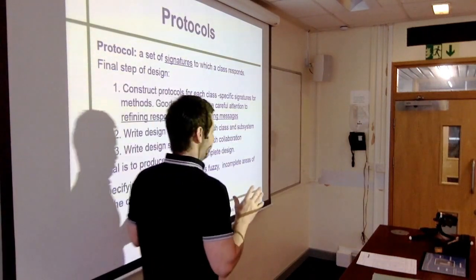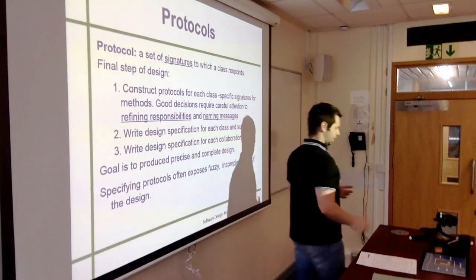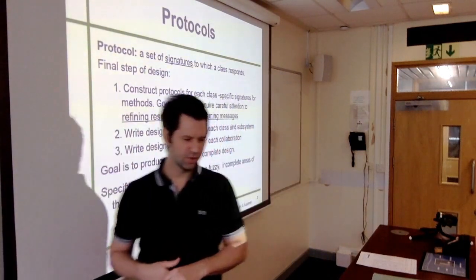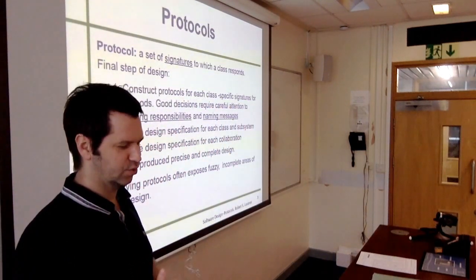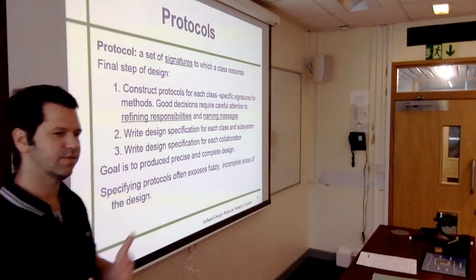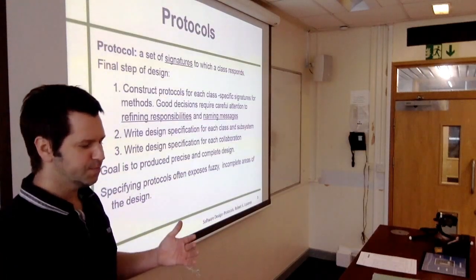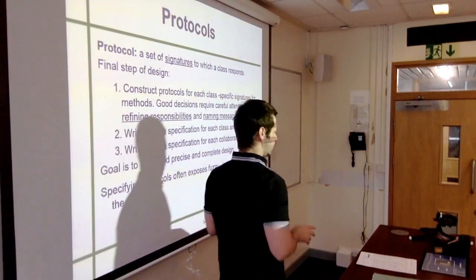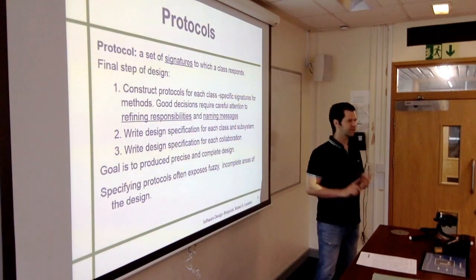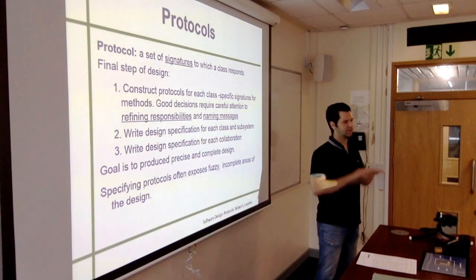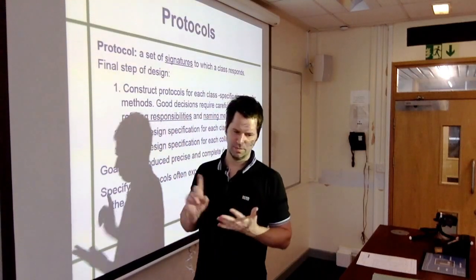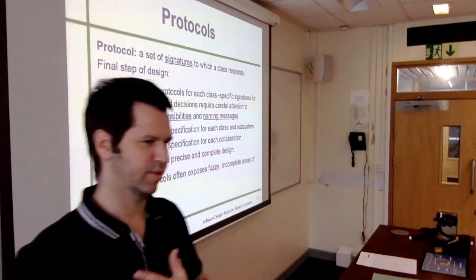So we're talking about the transition from design to implementation, and that's going to be in the form of protocols. Right? So protocols are a set of signatures to which a class responds. It's the final step of the design, or the transition from the design to the implementation. Signatures is another way of saying method name, input parameters to the method, and return parameters of a method. So you're specifying that first line of a method. Right, the method name, input parameters, and return parameters.